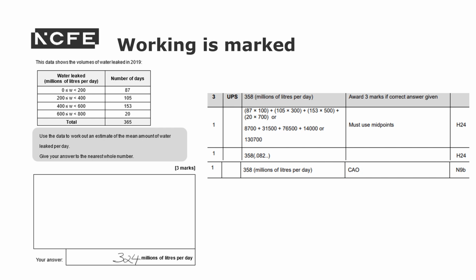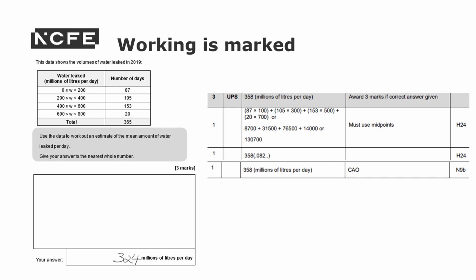We just need to work out the mean of a group frequency table. If our learner has given the answer that we can see there, 324 million litres per day, without any working, then we cannot award any marks. The mark scheme shown there on the slide does show that had the learner got the correct final answer, they could have got all 3 marks without showing working, but our learner unfortunately will get 0 out of 3 because they have not got the correct final answer.